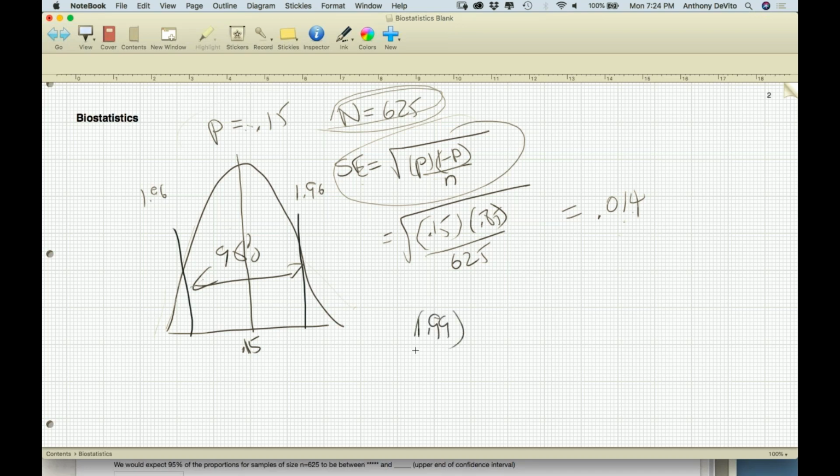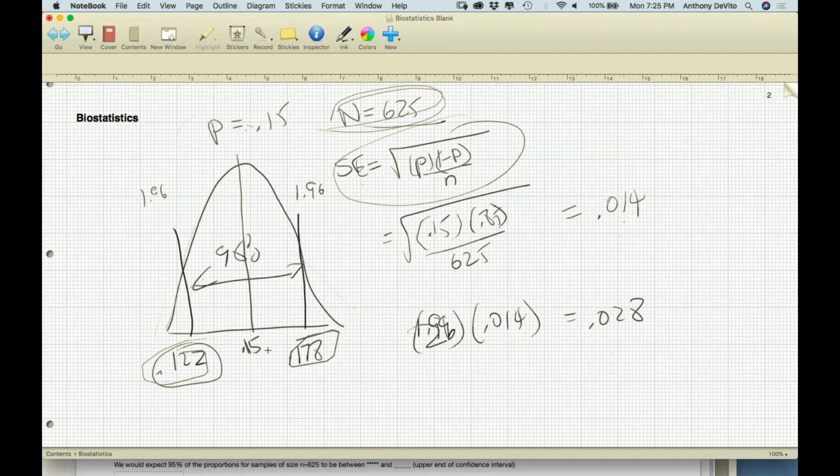Well, that's going to be 1.96 times 0.014. I'm just going to call it 2 for our purposes. That's going to become 0.028, right? So if I add that to 0.15, that's going to be 0.178. If I subtract it, it's going to be 0.122, right? So 95% of my samples of size 625 are going to be between 0.122 and 0.178.